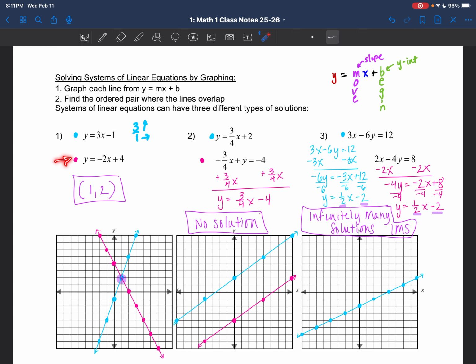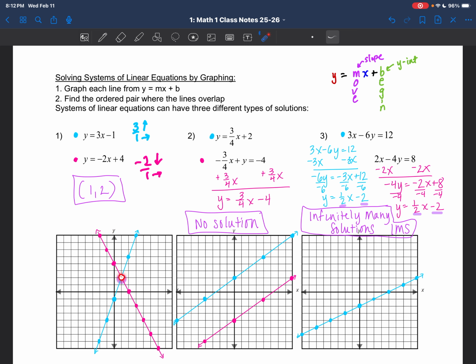Now let's look at this equation. I did this in pink. So again, we're going to start at positive 4, and our slope is negative 2. So for negative 2, remember it's negative 2 over 1, you're going down 2 to the right 1. So from here, you're going down 2 to the right 1, down 2 to the right 1, and continue the pattern. Now if you notice, our lines already intersected right here at this point.